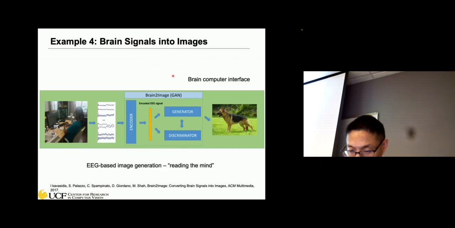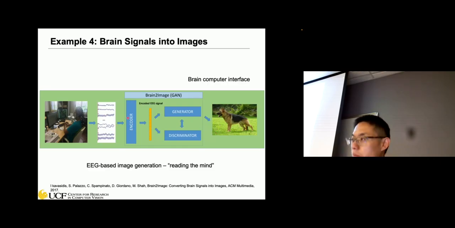Okay, here's another example. We can do brain signals to image generation, so this is kind of like interpreting somebody's mind. For this particular application, the subject is wearing an EEG device, with a lot of electrodes attached to the person to collect their EEG signals. We can basically train a generator, based on the EEG signal, to produce what this subject is looking at, the particular image corresponding to this specific EEG signal.